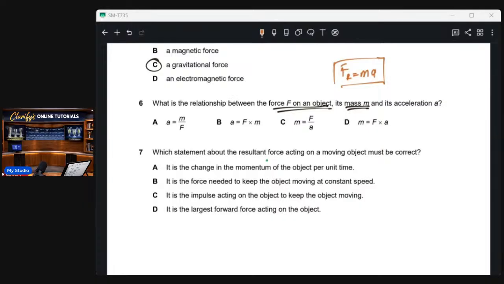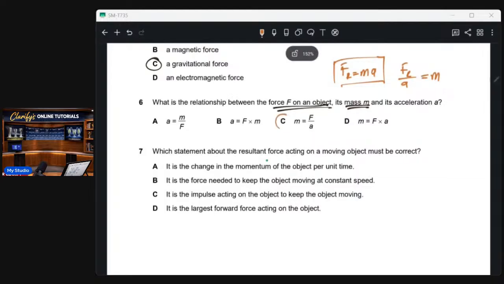Now, can we find the one where F is the subject of the formula? In A, no. F is not the subject. In B, no. In C, no. In D, no. So F is not the subject. What can we do? We can try to take a to the other side. We'll now have resultant force over a. This becomes the mass. So to get mass, you say resultant force divided by acceleration, because it was multiplying on the right. When it goes to the left, it will divide. Do we have anything like that? Force over acceleration is mass? Yes. Part C.